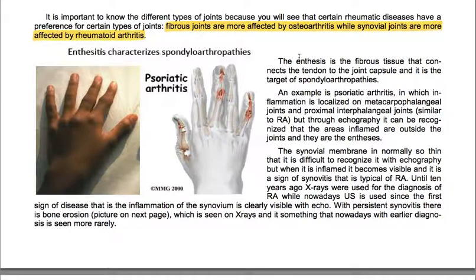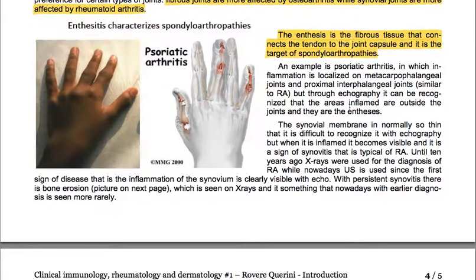The enthesis is the fibrous tissue that connects the tendon to the joint capsule, and it's the target of spondyloarthropathies. An example is psoriatic arthritis, in which inflammation is localized on metacarpophalangeal joints and proximal interphalangeal joints, similar to rheumatoid arthritis. But through echography it can be recognized that these inflamed areas are outside the joints and they are entheses.